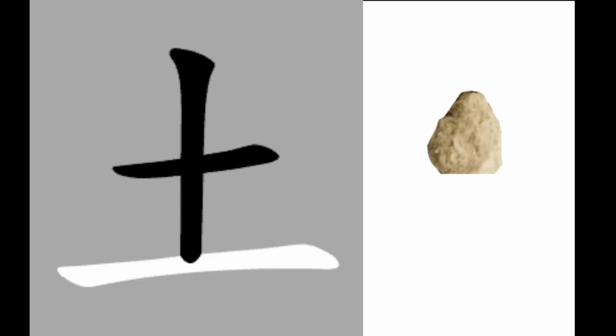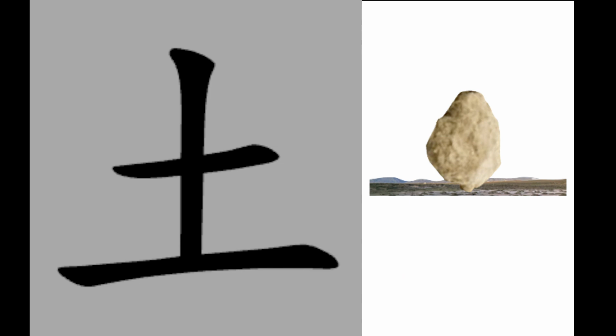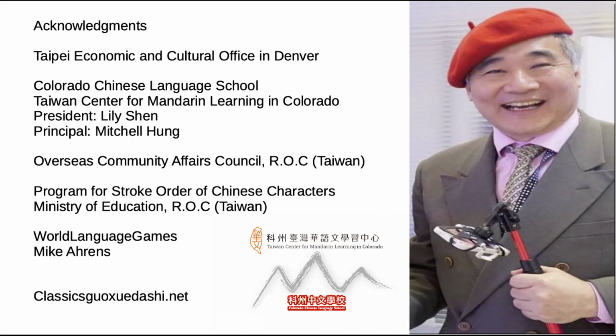土, 土. After you've gone through the stroke order practice, have you managed to commit the pronunciations, characters, and the stories behind these Chinese words to memory?